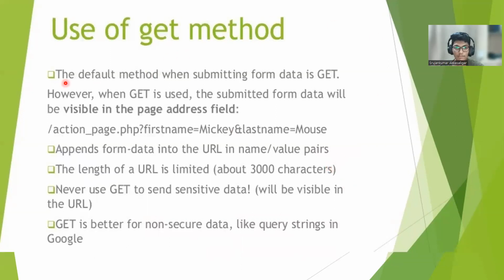The use of the get method. The default method when submitting the form data is get. However, when get is used, the submitted form data will be visible in the web page address field. Here is the example for this. It appends form data into the URL in name and value pairs. The length of the URL is limited to 3000 characters, and never use get to send sensitive data.